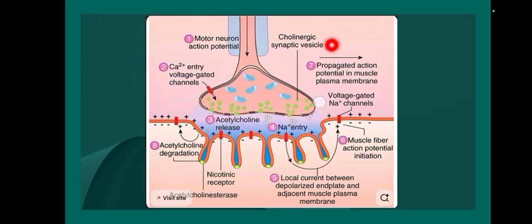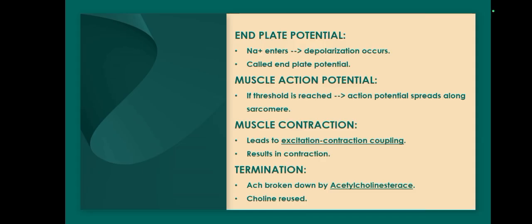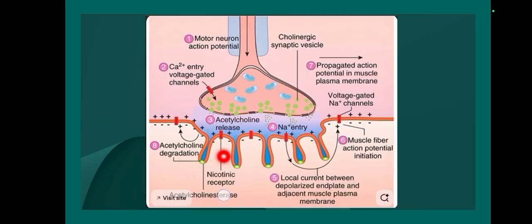Okay. Now, lastly, we have the last step, that is the termination. Acetylcholine is broken down by acetylcholine esterase enzyme, which was earlier present in where? Synaptic cleft. It is broken down into acetyl and choline, and the choline is reused. See here the last step, the 8th step, you can see the acetyl degradation mentioned over here. So the acetylcholine esterase enzyme from the synaptic cleft will degrade the acetylcholine and it will inhibit the contraction phase.